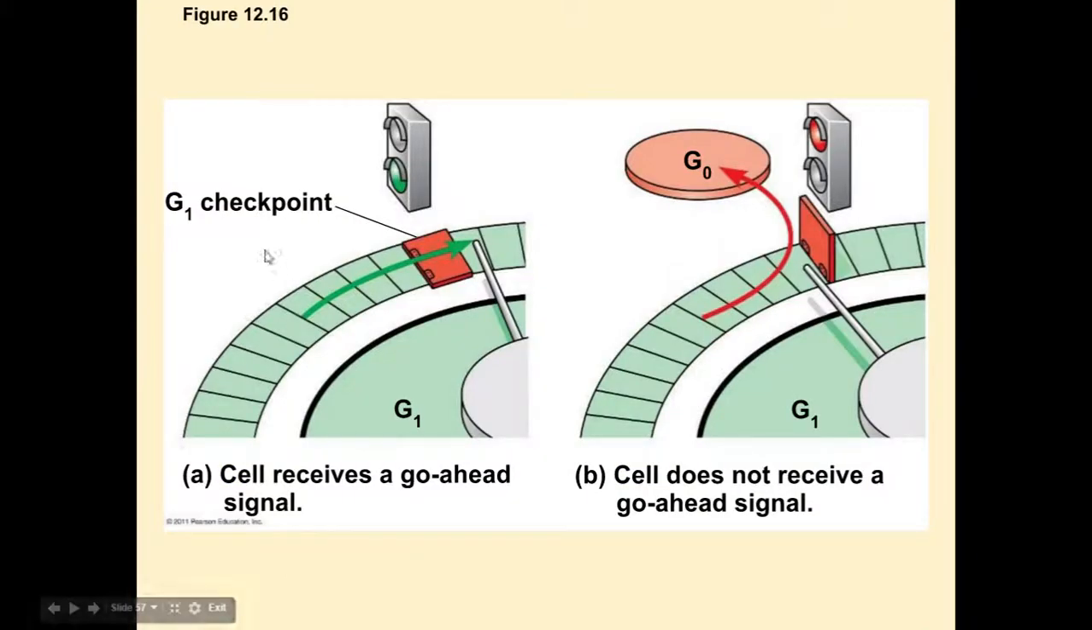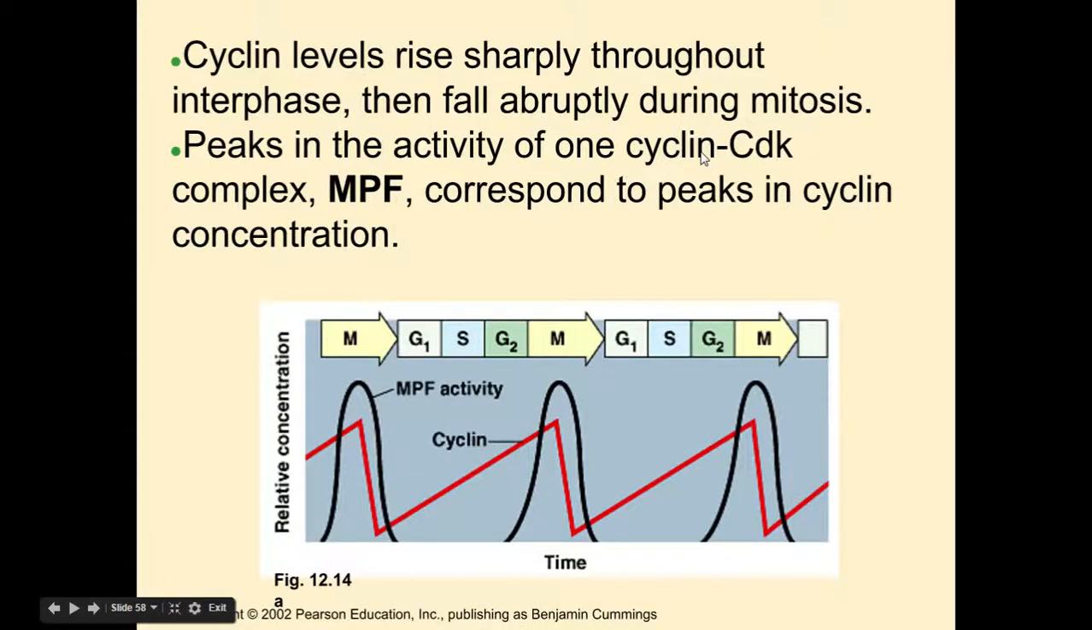So, yeah, here you go. Checkpoint, proceed. And if it doesn't get the signal, go to G0, where the cell does not divide and is attempting to repair itself. And if it can't repair itself, cellular apoptosis may ensue.